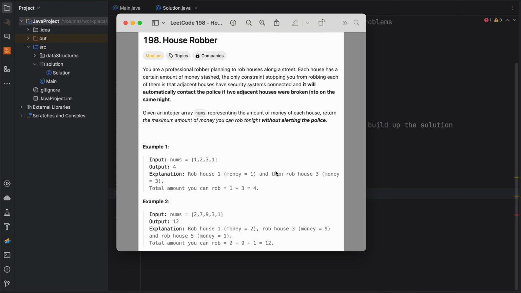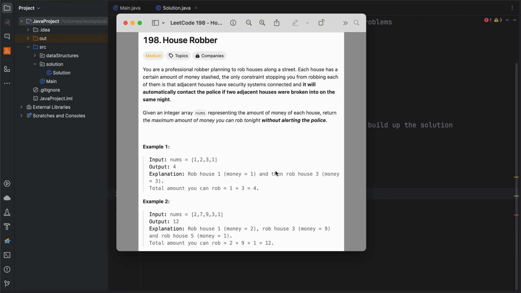Today we are going to tackle the house robber problem on LeetCode. It's problem number 198, which has medium difficulty. And if you watched our last video on dynamic programming where we solved the Fibonacci sequence problem, this is going to build on those concepts.